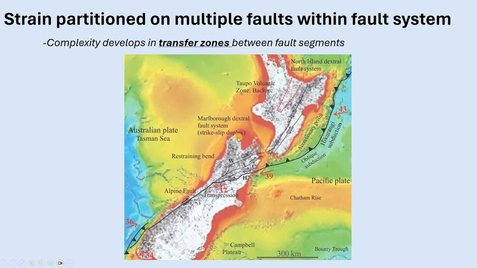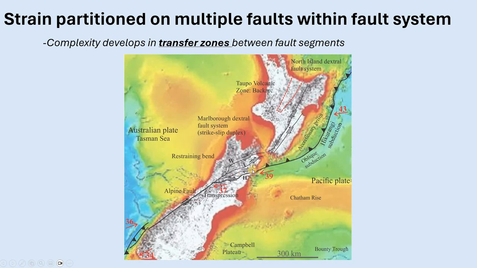So let's start with an example from New Zealand. Here in New Zealand, we have the Pacific Plate moving westward at about 40 millimeters per year in the direction shown by these red arrows. And it's crashing into the Australian plate here. So this is the plate boundary coming through here. In the north, we see this is actually a subduction zone. The Pacific Plate dives right down beneath the Australian plate in the Hikurangi subduction zone.